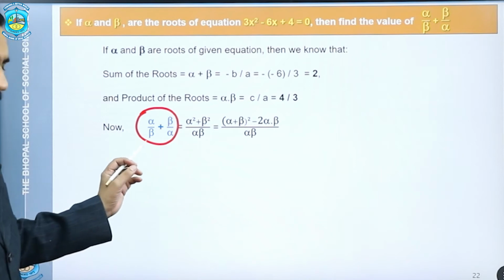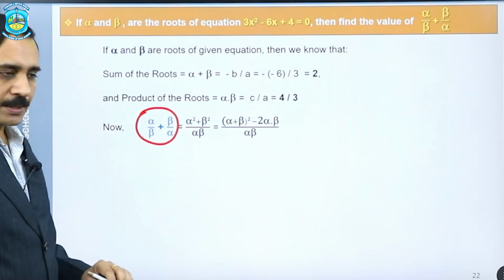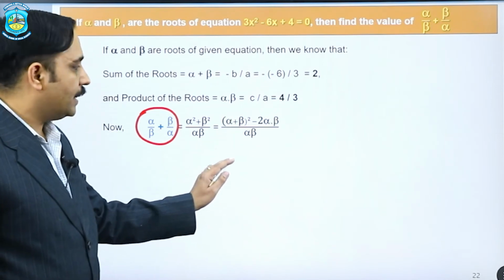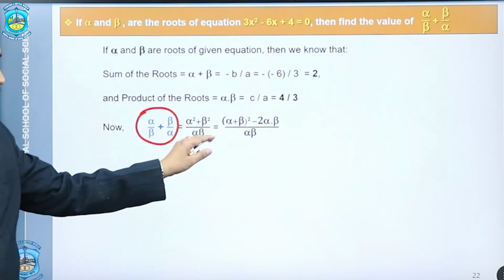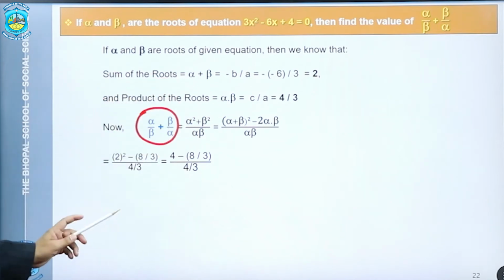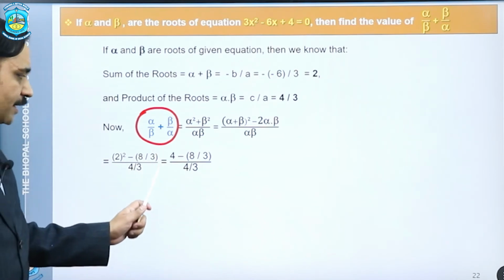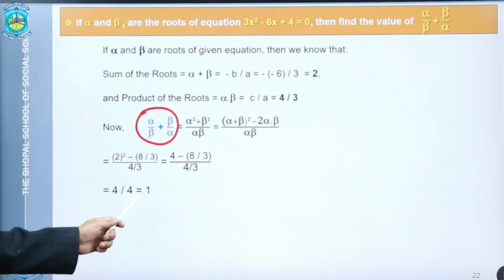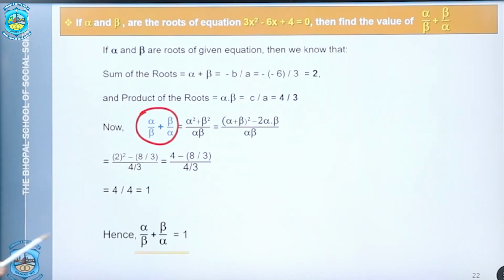Let us now solve this a bit further. So we have LCM as alpha beta, so we have alpha square plus beta square. I can write alpha square plus beta square as alpha plus beta whole square minus twice of alpha beta. This is an identity of algebra. So it is divided by alpha beta. Just putting the values of alpha plus beta and alpha beta here, we have 2 square minus 8 by 3 whole divided by 4 by 3, which is 4 minus 8 by 3 divided by 4 by 3. On solving this, we have 4 by 4 is equal to 1. Hence, alpha upon beta plus beta upon alpha is equal to 1.